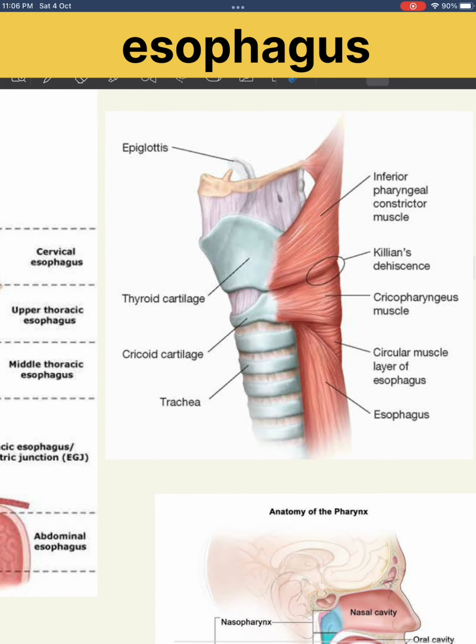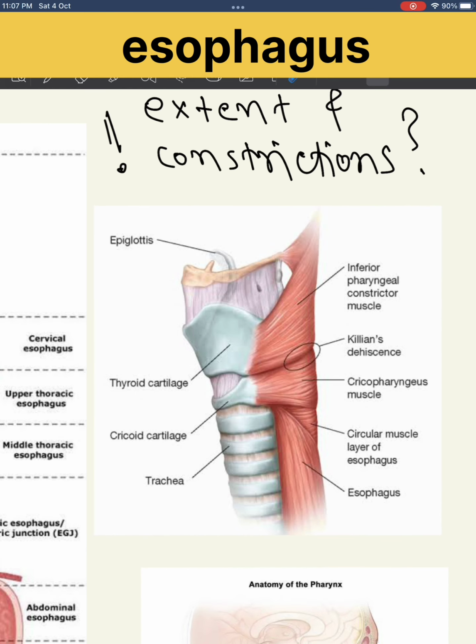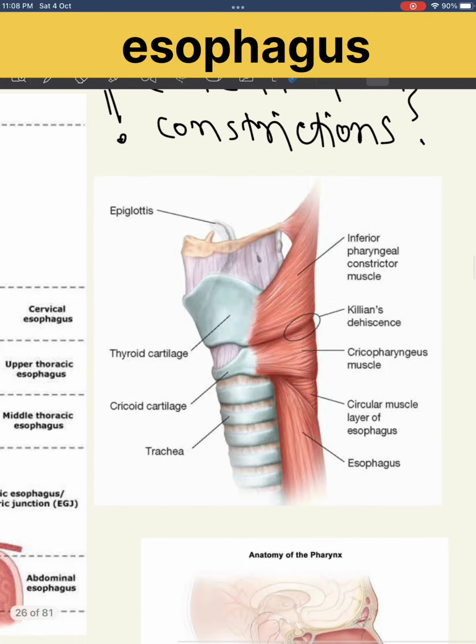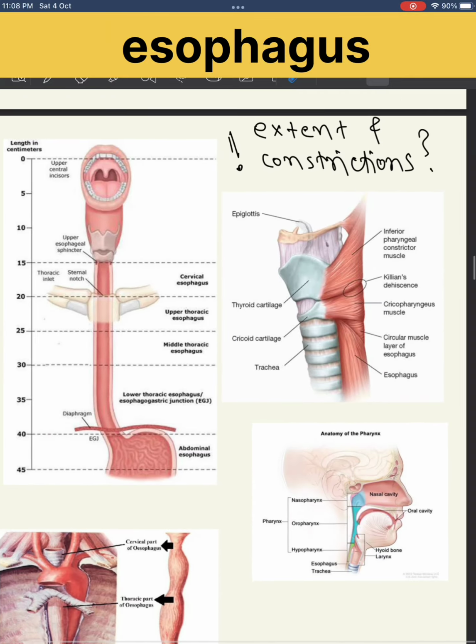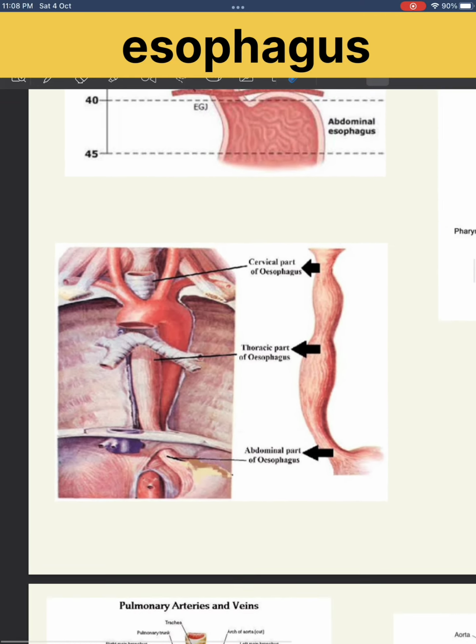And let's talk about constriction in esophagus. So basically guys, there are three constrictions in esophagus. One constriction is at the starting point of esophagus, that is due to cricopharyngeal muscle. So basically it's 15 centimeters away from incisor teeth. So from there esophagus starts. Then second constriction, let's talk about second constriction.